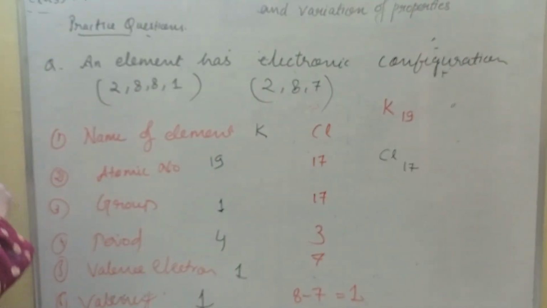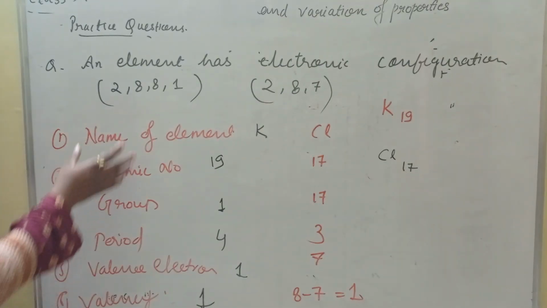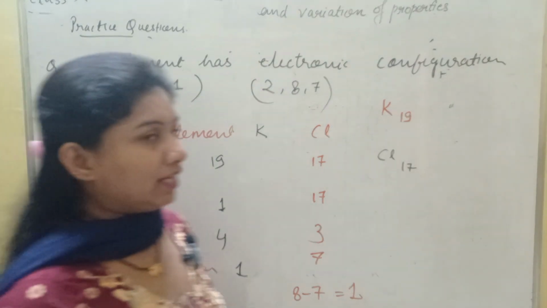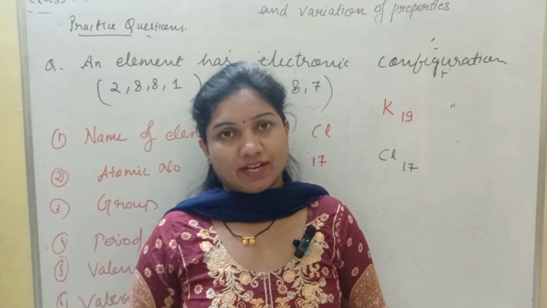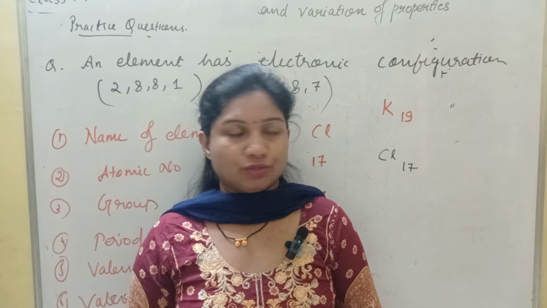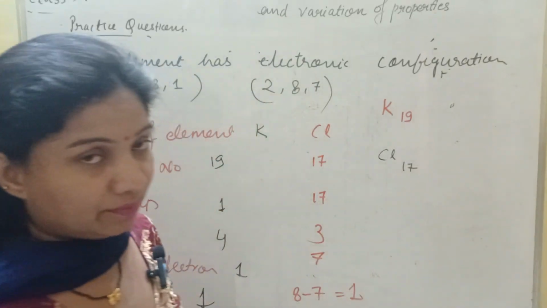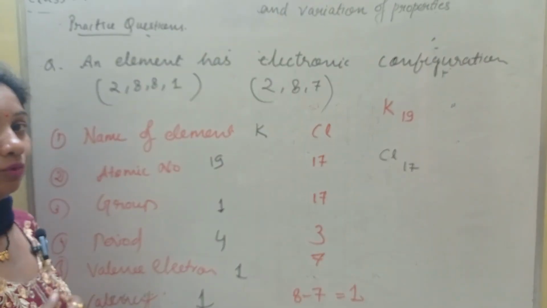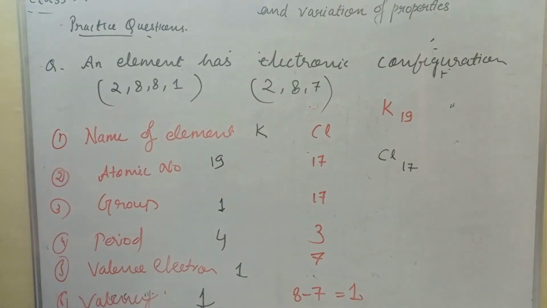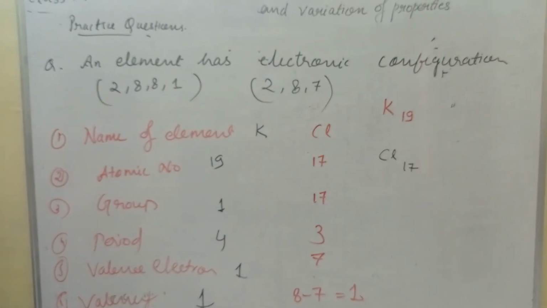So they can ask any element giving the electronic configuration. You have to find out the answer like this. For that you should at least know the elements up to atomic number 20 in the periodic table: first group, second group and so on. You should know what the group 1 elements are and which elements belong to which group. Period wise you should know the elements also. So this is how you have to solve.